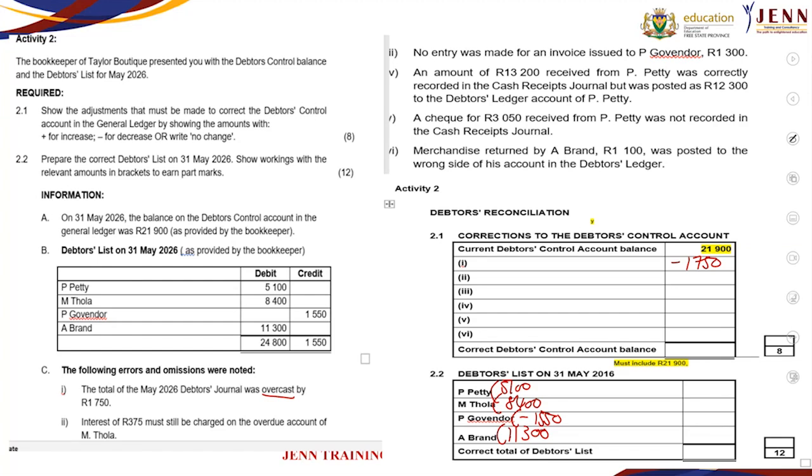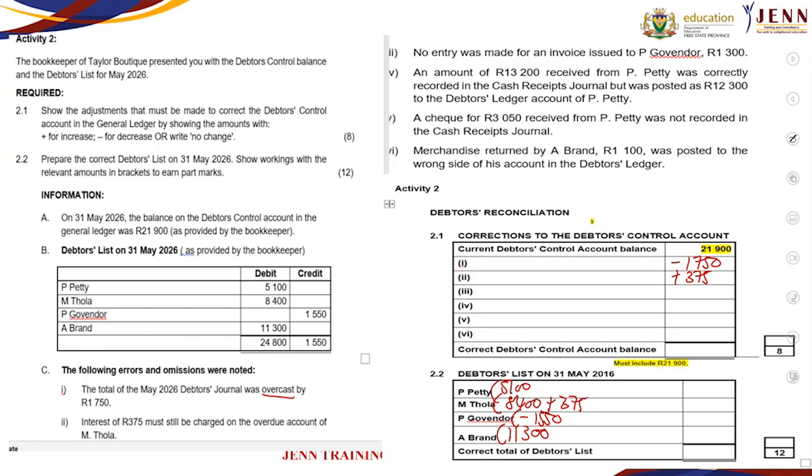The second one, interest of 375 must still be charged on the overdue account of M Tola. Anyone, any school? Siunelo again. No, that's nice, Siunelo. It's going to affect both accounts. Positive or negative? Positive. Correct. We are going to say plus 375 on the debtors control, and then we go to M Tola, and then we are going to say plus 375.